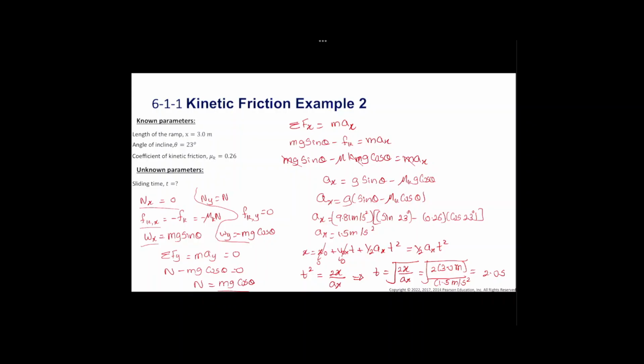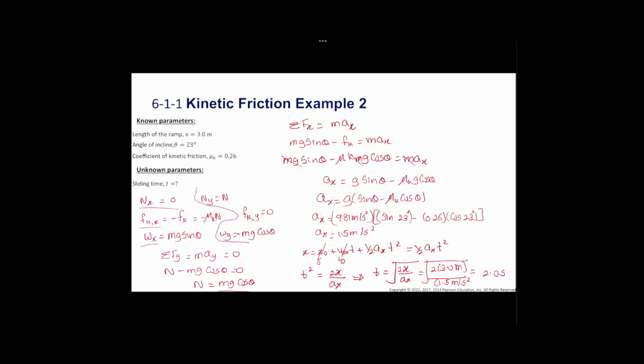Now it is useful to compare the sliding salt shaker in our previous example with this sliding sea lion in this example. In the case of the salt shaker, friction is the only force acting along the direction of motion, which is opposite to the direction of motion, and it brings the object to rest. So we saw that in our previous example.